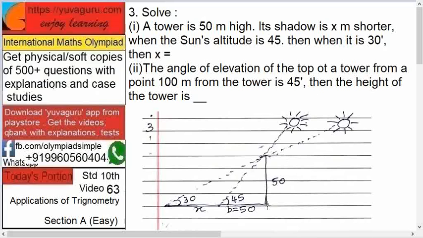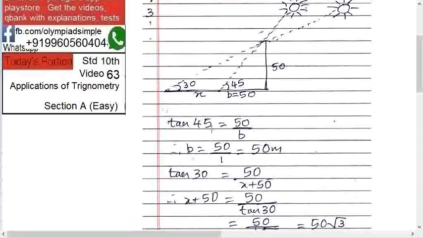Here 50 meters is the height, then when the angle is 30 degrees, the sun is over here, there will be a shadow of this tower. When it is at 30 degrees it will be longer, when it is at 45 degrees it will be shorter. So this difference is x, that's what is told. Okay, so now we have to find out this x. See this, tan 45 equals 50 upon b. 50.